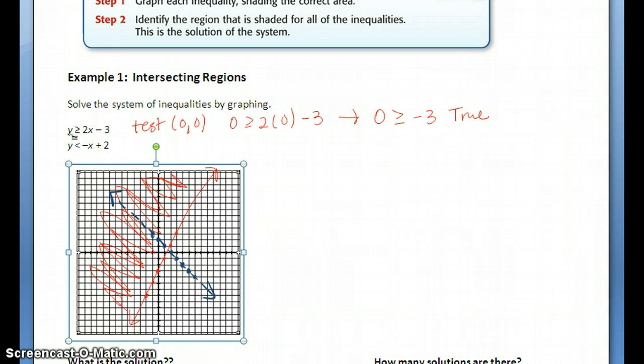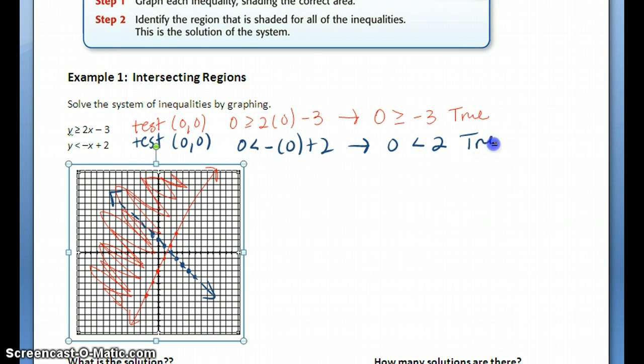And so once I've figured out the solid or dashed line, I'm going to do a test point. And I'm going to test the point (0, 0) again. I'm going to plug in a 0 for y and a 0 for x. And what I get is 0 is less than 2. And that is actually true as well. So when I shade this one, my blue line, I'm going to include (0, 0) again. So I'm going to shade all the way across here.